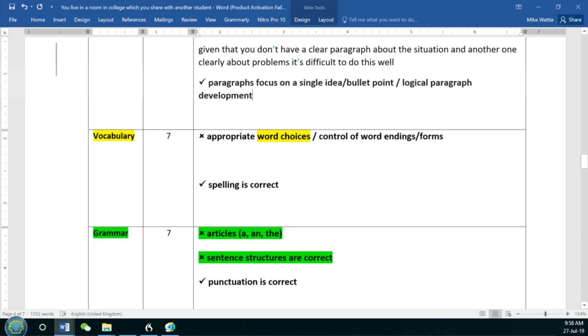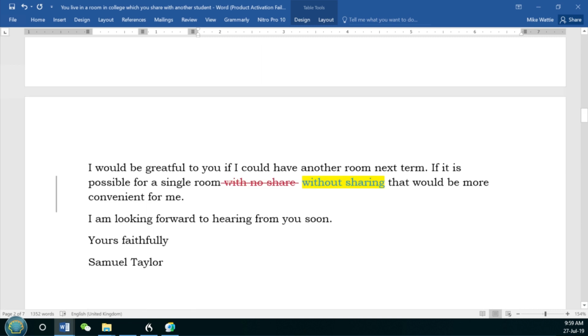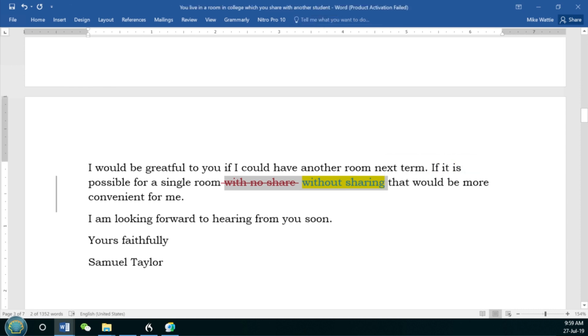Vocabulary, pretty decent on the whole. Roommate, one word, not two. Oh yeah, this is the other part I didn't like. A single room with no share, without sharing with no roommate, something like that. That's the other issue. Now you might think, well, there's only two real problems. Yeah, but there's not too many words with a task 1. It's hard to get to 8 with I would call this quite an ugly error.